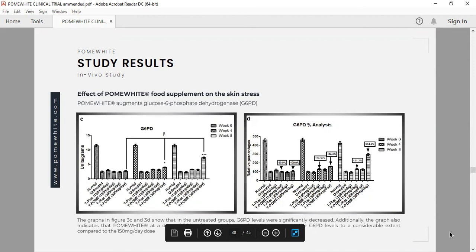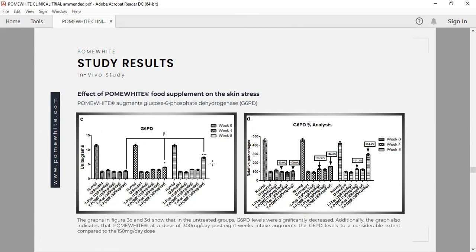Then we have another very important marker, glucose 6-phosphate dehydrogenase. And this is basically an enzyme that has dehydrogenase properties on glucose 6-phosphate, which is the substrate for this enzyme. And this enzyme is increased in normal persons and decreased in acne-related persons.